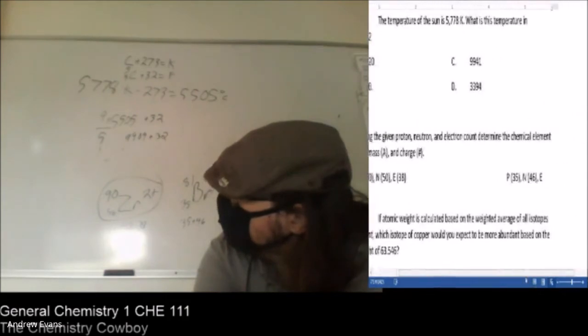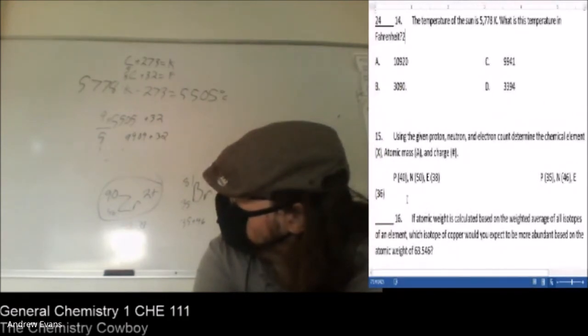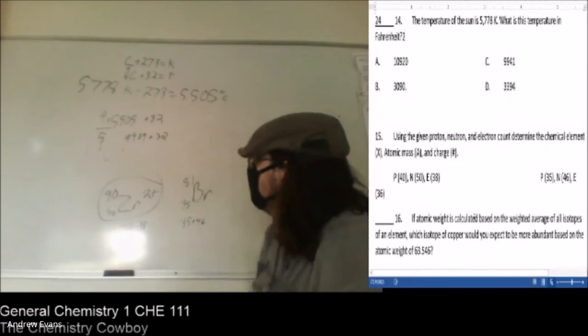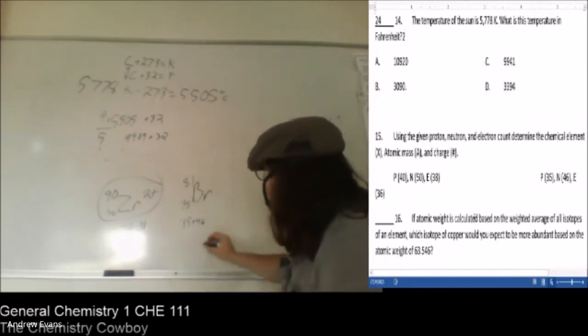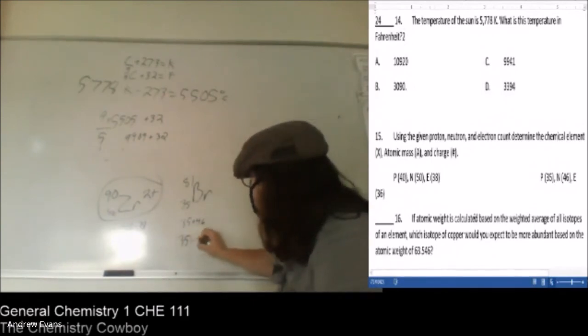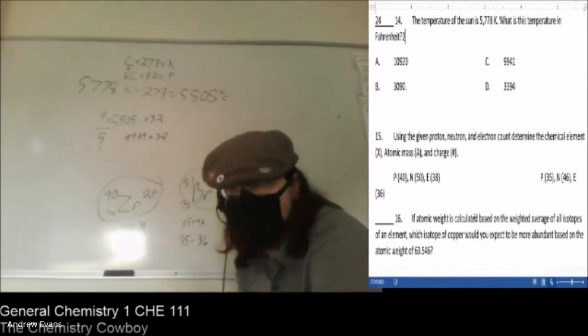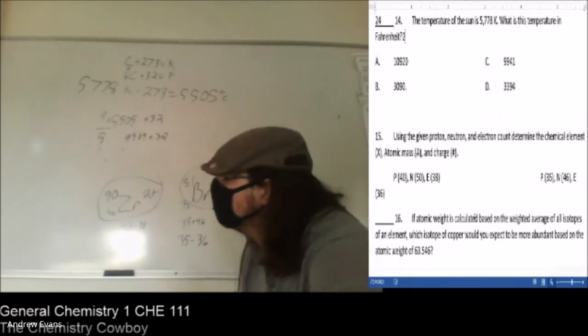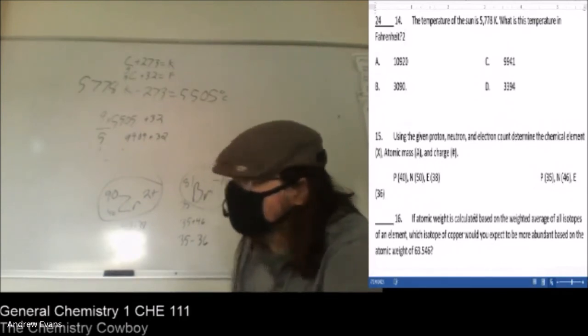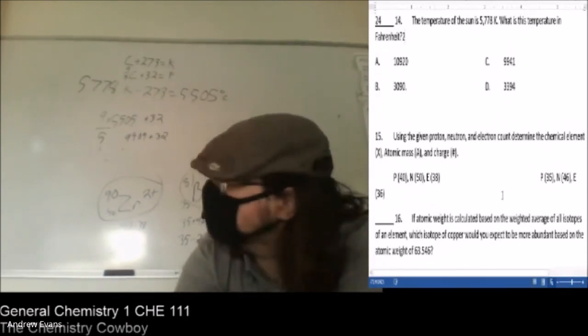But the electron count went to the bottom, 36. 35 minus 36 is -1. So the correct answer would have been bromine 81, -1, or 1 minus. Either one would have been acceptable. And we'll finish up with number 16 real quick.